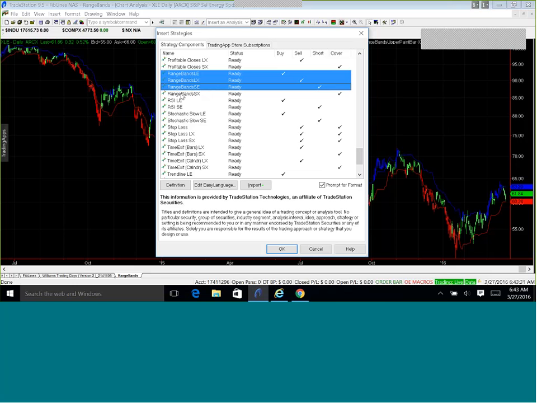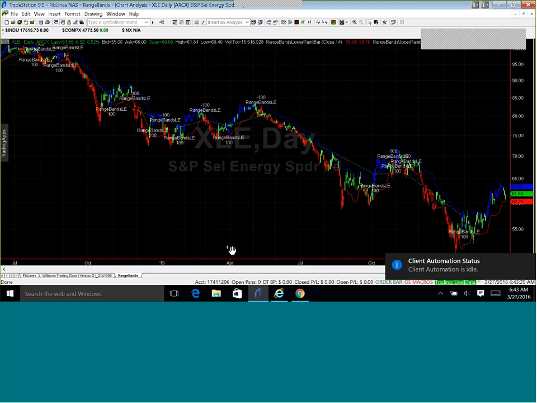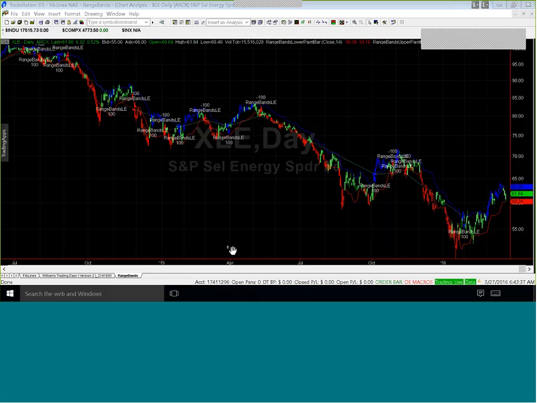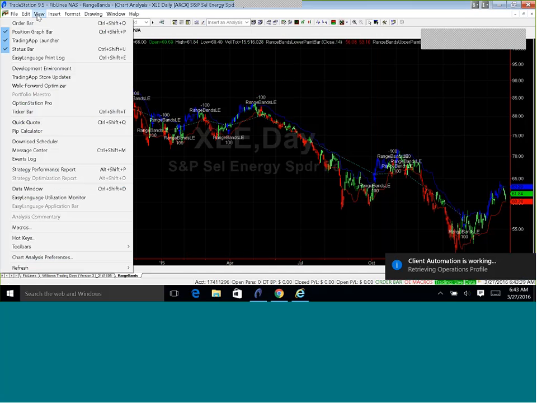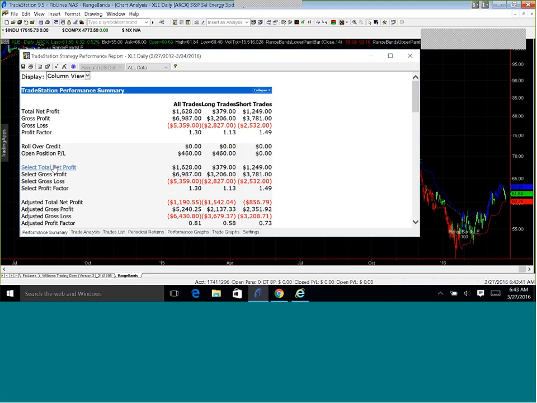Okay, so I also provide the range bands as a trading system. To check that out, we go to Insert Strategy, and we're going to add range bands long entry, long exit, short entry, and short exit. Click OK. And now the range bands can easily be turned into a trading system. To see how they did, you can go to View Strategy Performance Report and see exactly how the system performed.